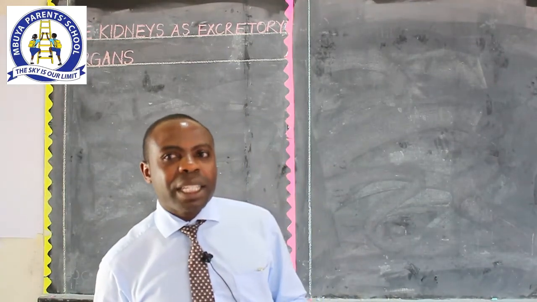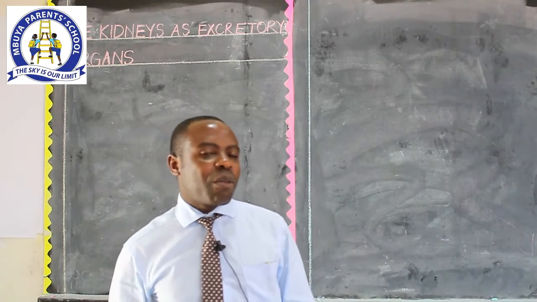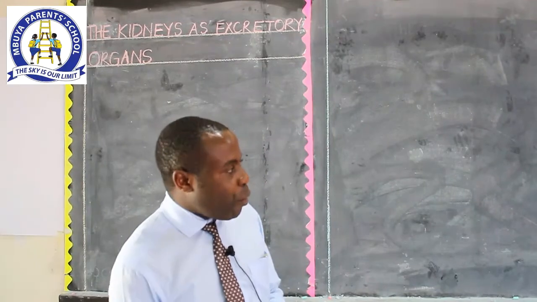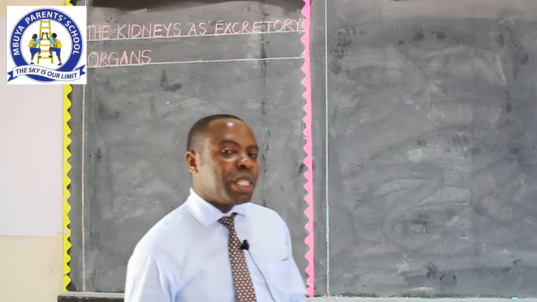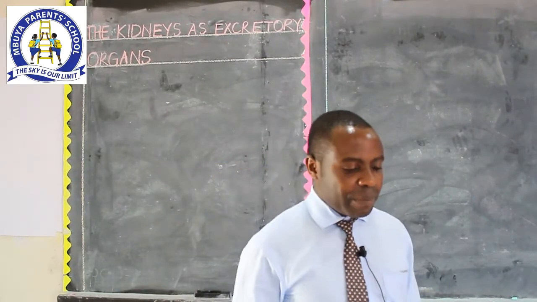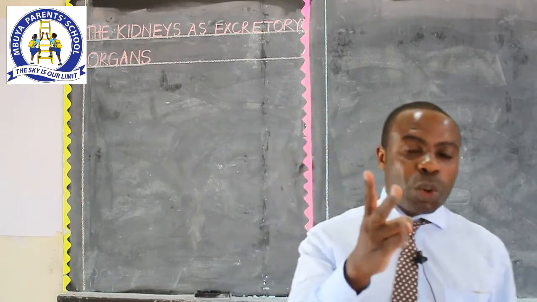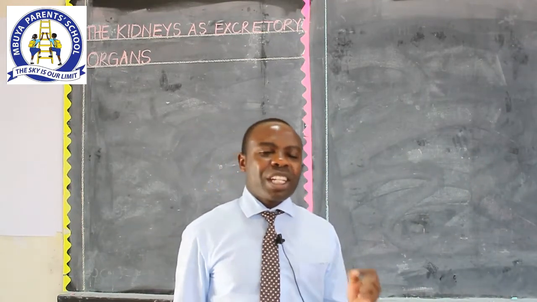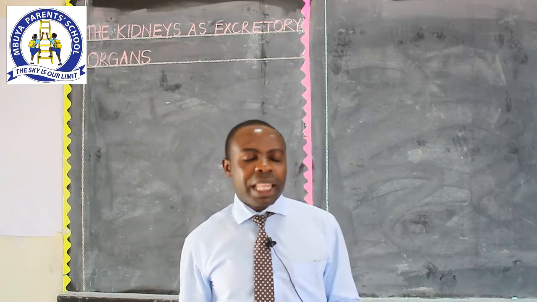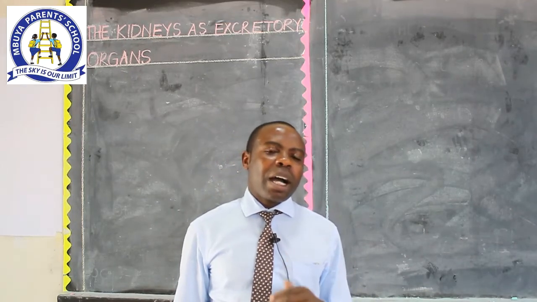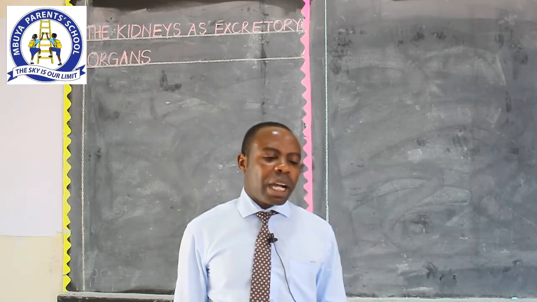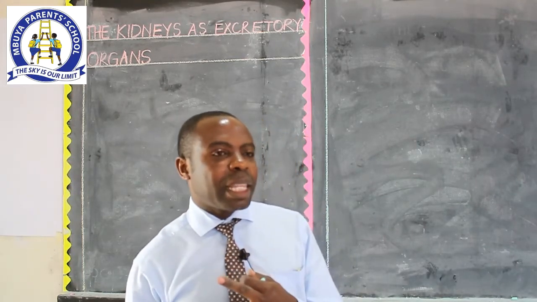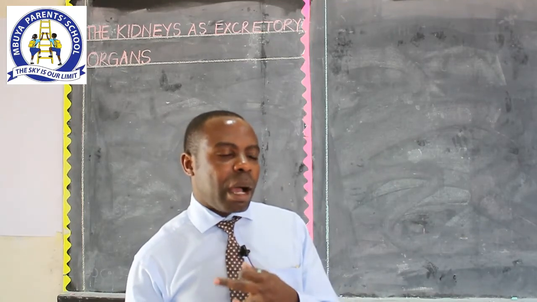The third part is to give the functions of the kidney. Now, before we go on, I want to describe the kidneys. The kidneys are 2 in the body, and they are reddish brown, and they are found in the upper abdomen.